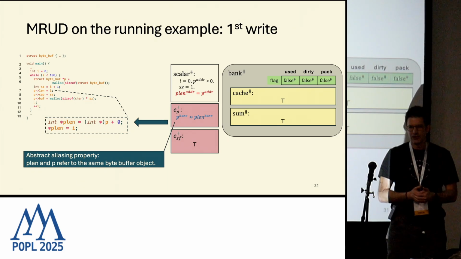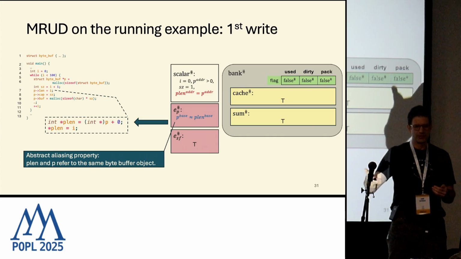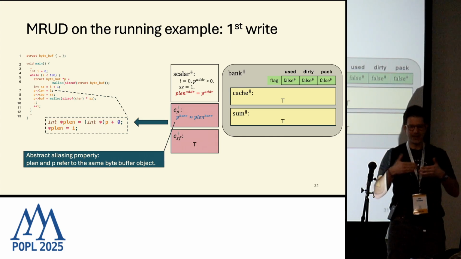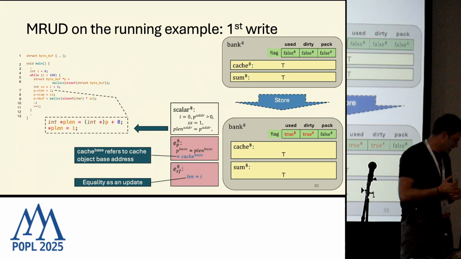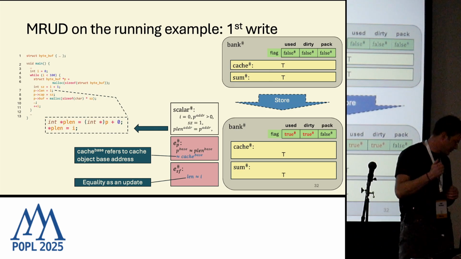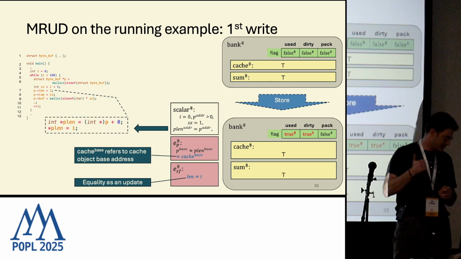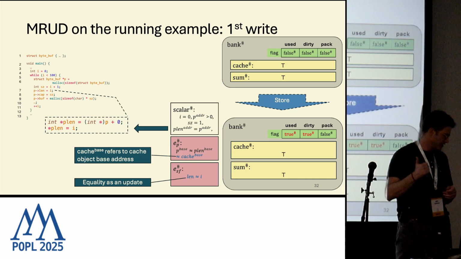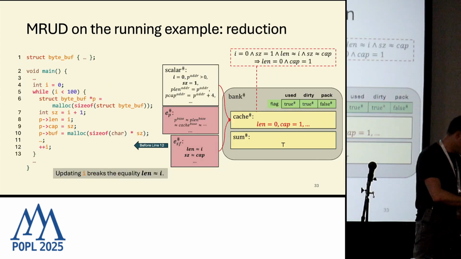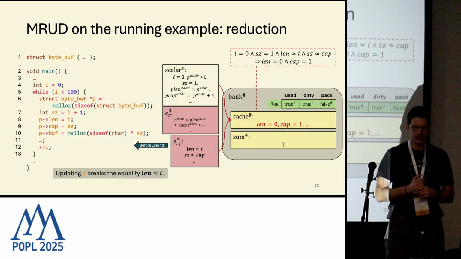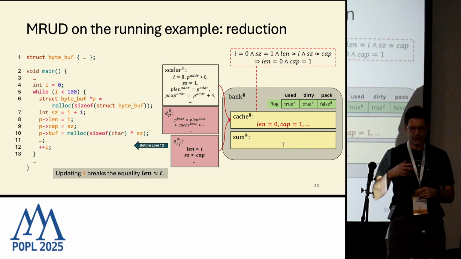We then compute plen. We know that plen was obtained by pointer arithmetic from p. Therefore, their base addresses are the same. So that's the first equality we get. We then know that len equals i, and we know that the object that we need to go into the cache is the same object as p base and plen, the one we're accessing. And then, of course, eventually the result gets in the cache. That's a strong update. We only had one object.